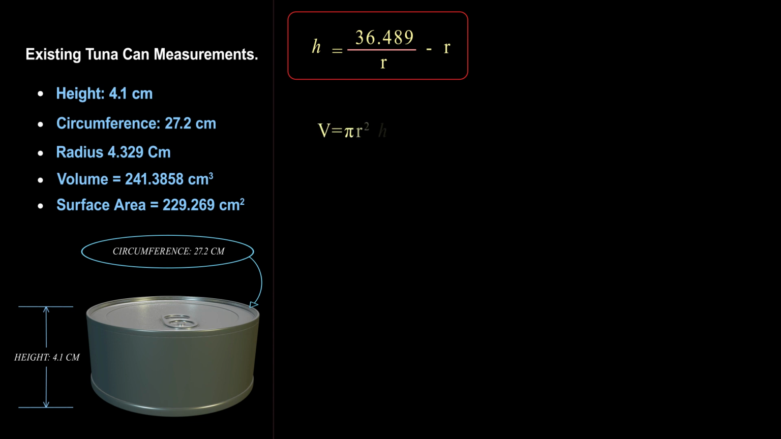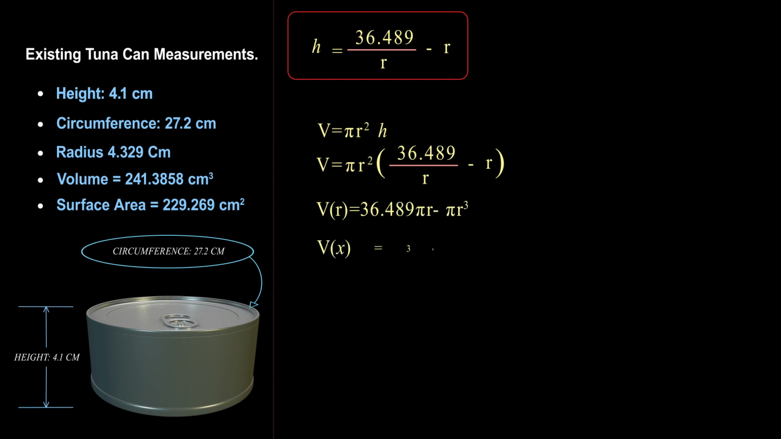We will now write the equation of the volume of the tuna can in terms of the radius r by substituting the equation found a little earlier. The volume is equal to pi r squared h. We'll now substitute the height equation into the equation of the volume and end up with an equation for v in terms of r only. The volume is now equal to pi r squared times 36.489 over r minus r. Expanding this expression and simplifying, we get v equals 36.489 pi r minus pi r cubed. Rewriting the equation in terms of x, we end up with v equals 36.489 pi x minus pi x cubed.